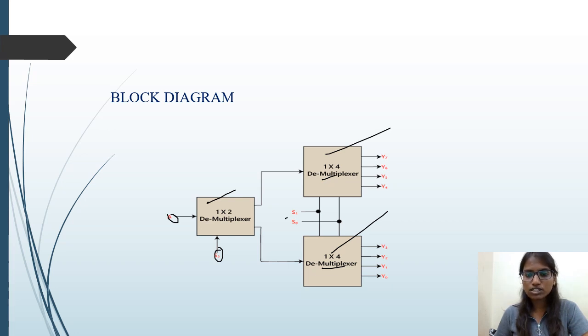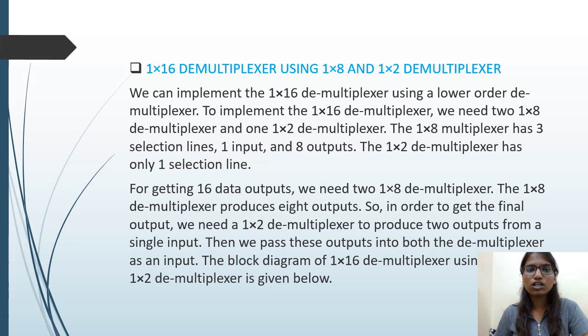Here we have two selection lines S1 and S0, and we'll get 4 outputs at the first 1:4 demultiplexer, and 4 outputs at the second 1:4 demultiplexer. So here we have 8 outputs. It is a 1:8 demultiplexer.